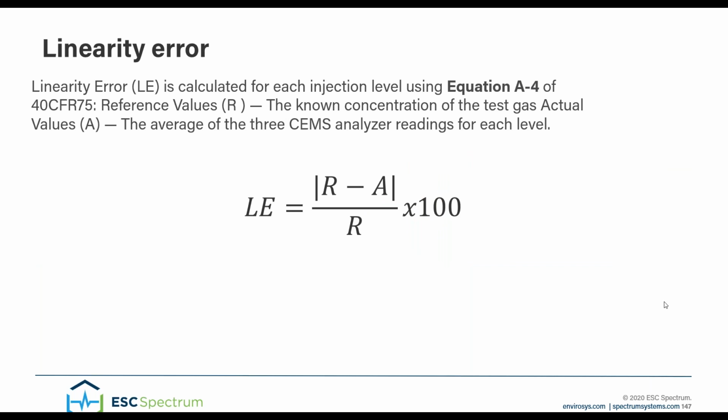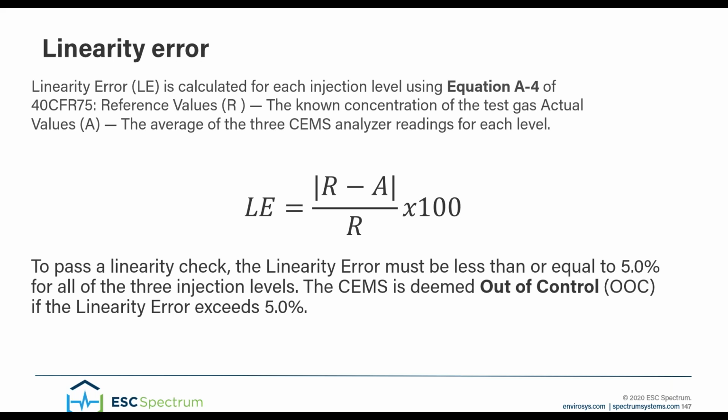Now, our linearity error is calculated much like we saw yesterday with our calibration error. Our calibration error uses equation A6, where our linearity error uses equation A4. And the difference between the two is that with the calibration error, we're looking at the span of the instrument, but with the linearity error, we're using the reference value. So the linearity error is the absolute value of the reference minus actual, divided by the reference value, times 100, and that reference value being the gas that we've used.